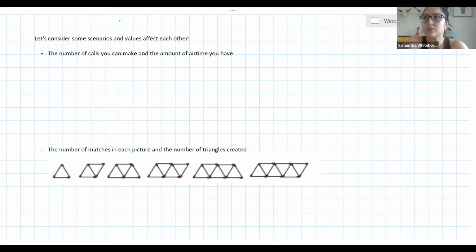I want to ask you, how do we think these values are affecting each other? If we look at the first example, I've got the number of calls that you make and the amount of airtime you have. How do you think the number of calls you make affects the amount of airtime that you have? Do you think it's going to increase your airtime? Decrease your airtime? Is it not going to do anything? What do you think is going to happen? Okay, Manentle, what do you think?